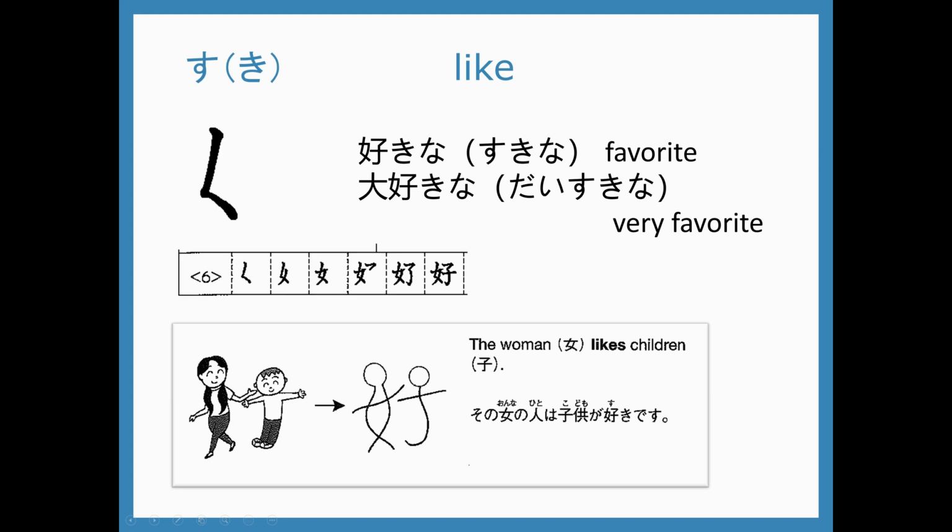So we will start with onna. 1, 2, 3. And then 1, 2, 3 makes ko. 1, 2, 3, 4, 5, 6. The su in suki. 1, 2, 3, 4, 5, 6. This is the su in suki.